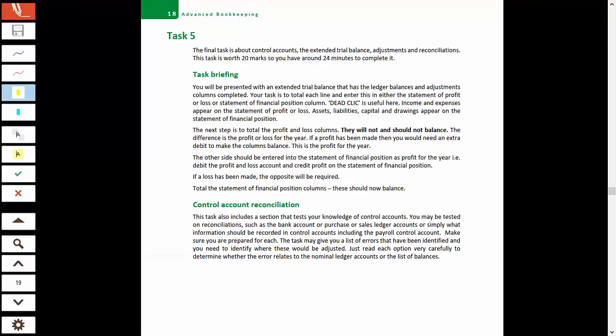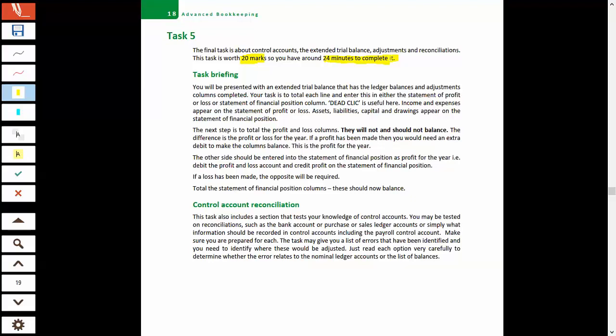So we're told that this is about control accounts, the extended trial balance, and any adjustments and reconciliations. And just as a bit of general info, it's worth 20 marks, and according to the AAT statistics, this would mean you'd be looking to spend around 24 minutes on completing it. Now, again, that's not absolutely by the book. It's just how the AAT apportion time based on the amount of marks available. But of course, you will know your own strengths and subsequent weaknesses.